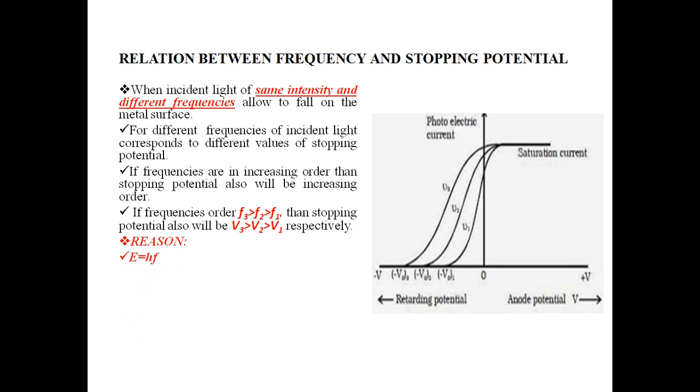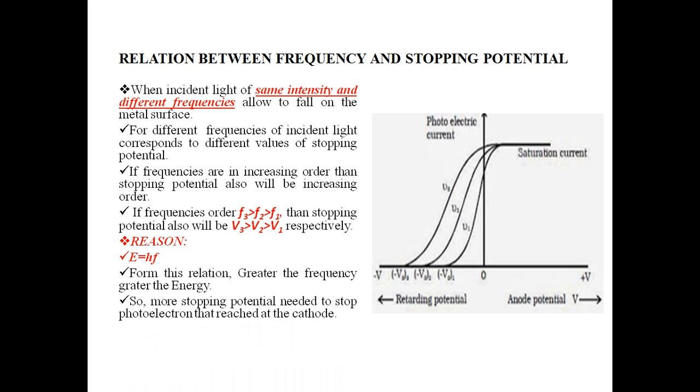The basic reason behind this is the equation E = hf. Here E is the energy, h is Planck's constant, and f is the frequency. We see that there is a direct relationship between energy and frequency. So the greater the frequency, the greater the energy, and it will emit photoelectrons of high energy. In order to stop these photoelectrons from reaching the cathode, we require a higher stopping potential so that they will not reach the cathode.